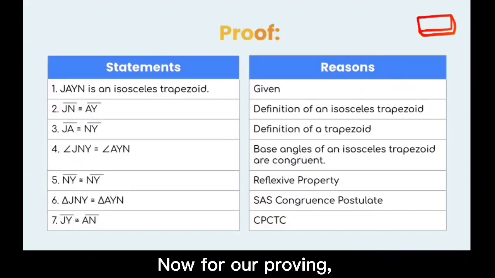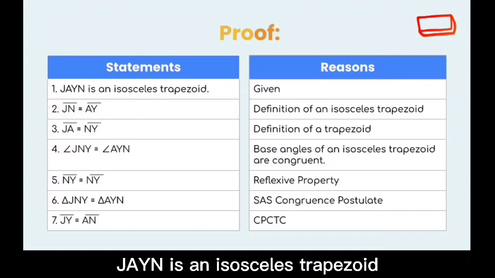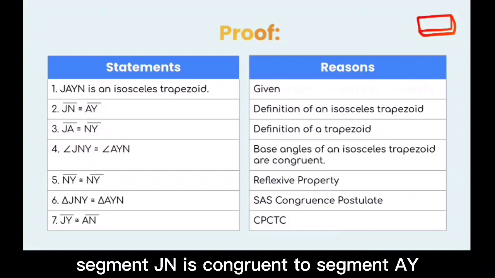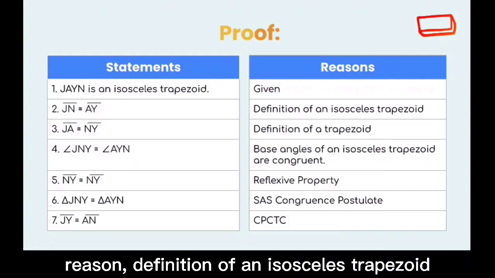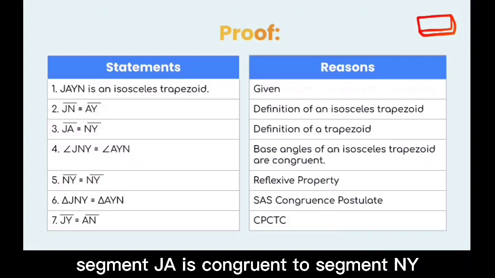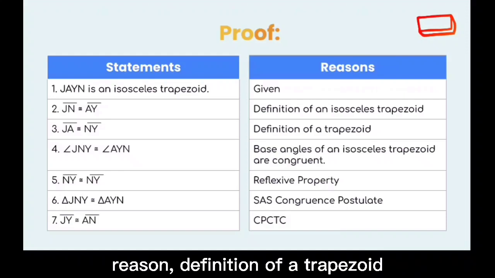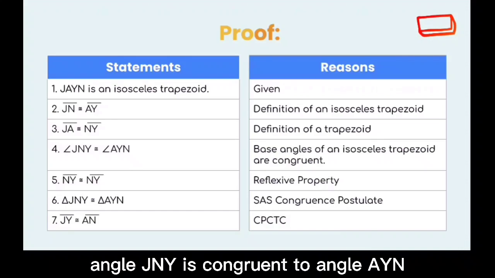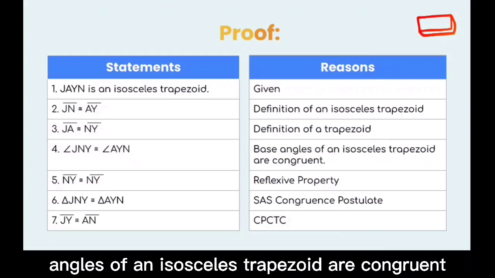Now for our proving. First statement, JAYN is an isosceles trapezoid. That is our given. Second statement, segment JN is congruent to segment AY. Reason, definition of an isosceles trapezoid. Third statement, segment JA is congruent to segment NY. Reason, definition of a trapezoid. Fourth statement, angle JNY is congruent to angle AYN. Reason, base angles of an isosceles trapezoid are congruent.